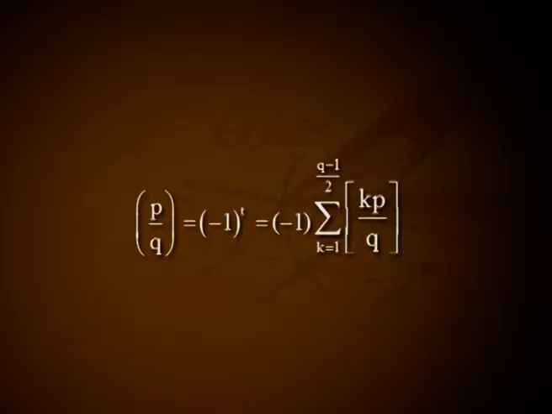Since q is an odd prime, by Gauss lemma, (p/q) is equal to (−1)^t, which is equal to (−1) raised to the sum over k = 1 to (q−1)/2 of floor(kp/q). Theorem 4. Gauss law of quadratic reciprocity.